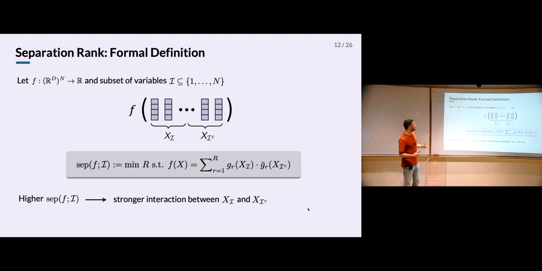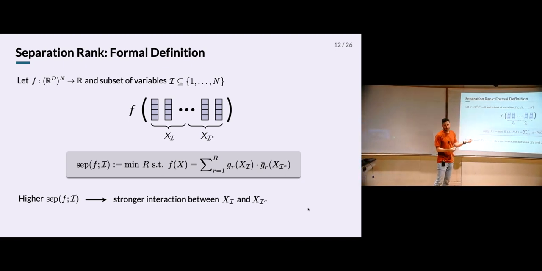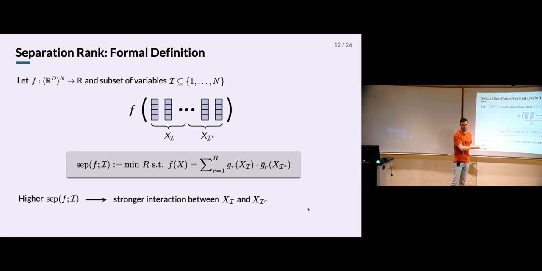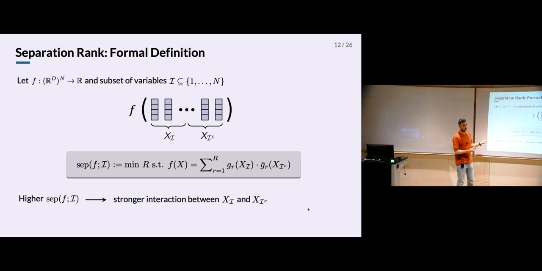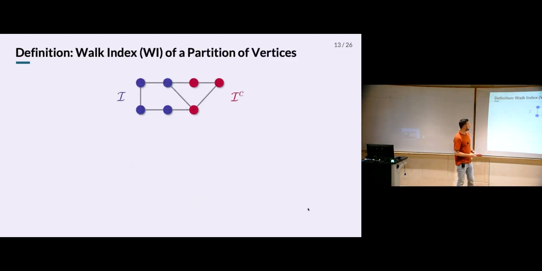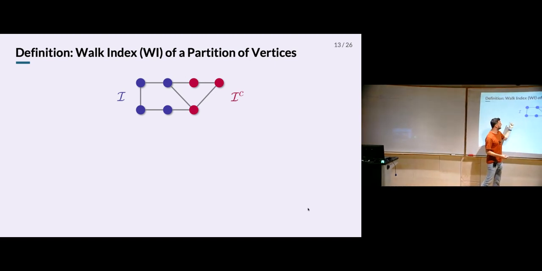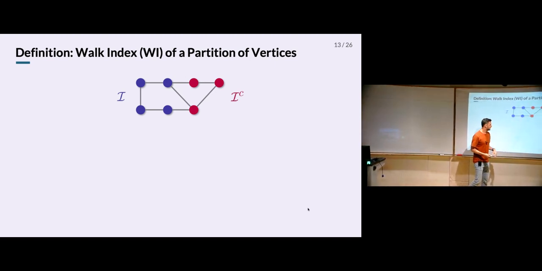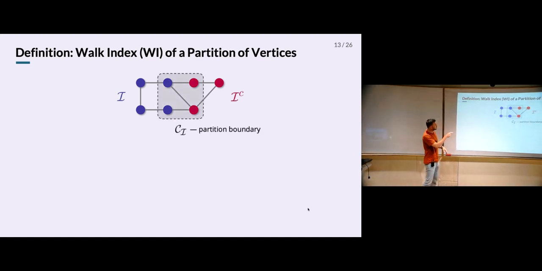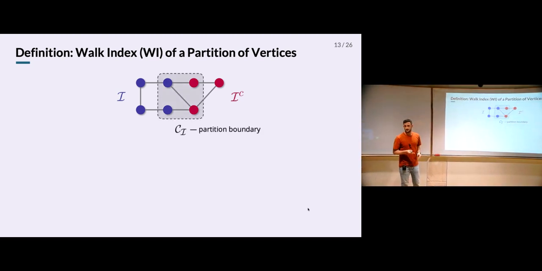Right, so in our case, f is going to be a GNN, and the input variables are going to correspond to vertices. So the separation rank will measure the interaction between the features of the vertices, across a partition of vertices. And the quantity that is going to be key here is what we call the walk index of a partition. Say that we have some graph here, and a partition of vertices to blue vertices in I, and red vertices in I complement. Then let's denote by C_I the boundary of the partition. These are the vertices that have an edge to the other side.